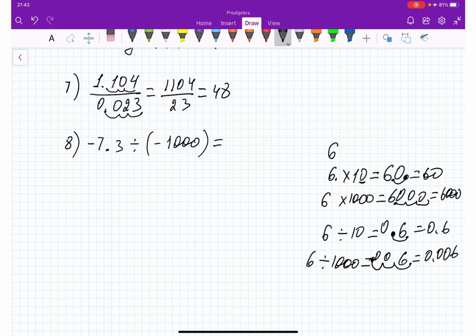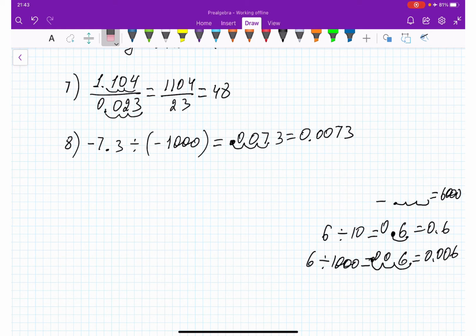Negative 7.3. So we're dividing negative by negative. It's getting positive. And 7.3 we are dividing, which means we have to move by 3 positions. 1, 2, 3. The point will come here. And the answer is going to be 0.0073. Okay? Let me clean this.